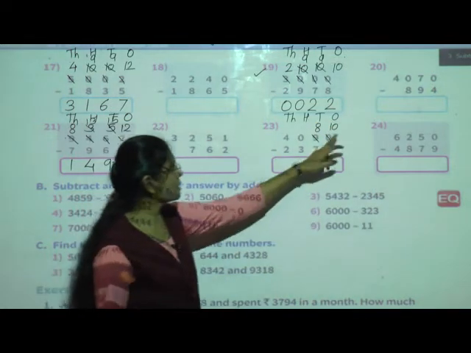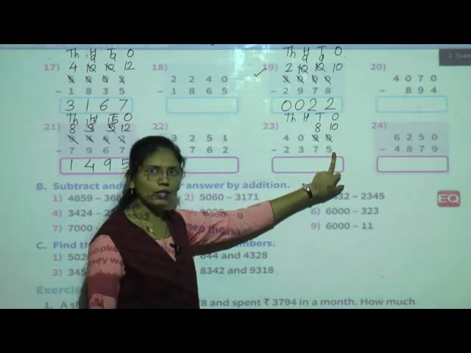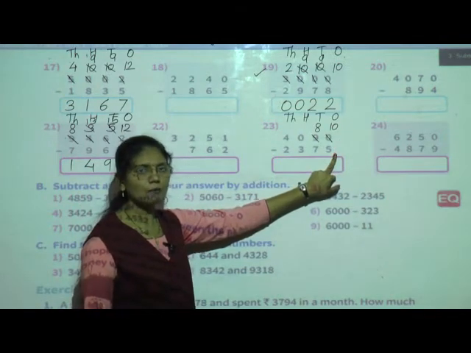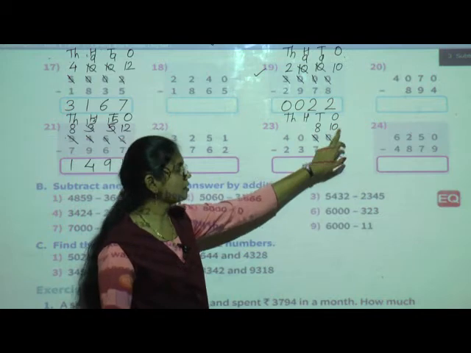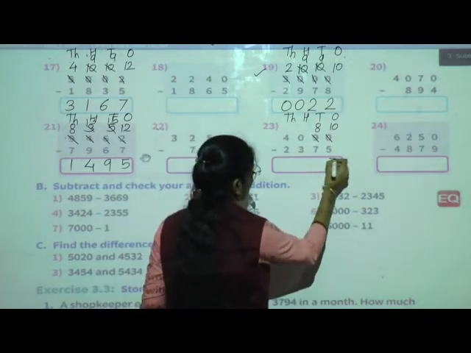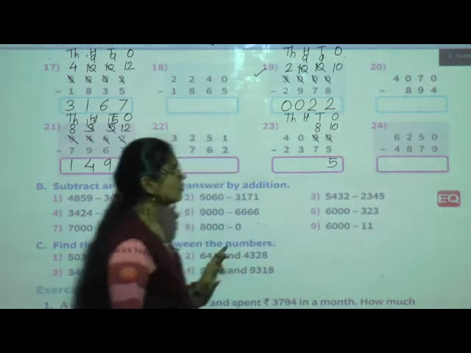Now see the ones place. Here 10 minus 5. After 5, count your fingers till 10. Yes, 10 minus 5 is 5. So we'll write 5 at the ones place.